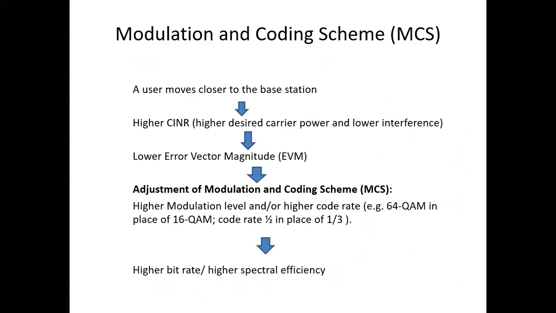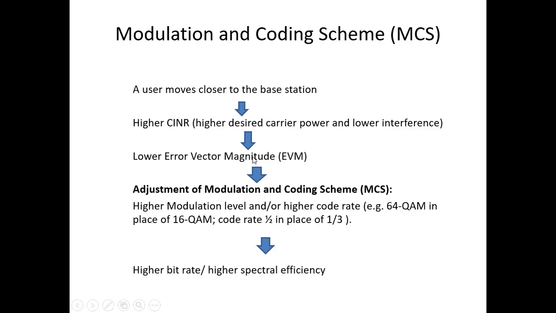Now let's assume that a user has moved closer to the base station. He was at a far distance, but he now moves. As he moves, his radio link gets better, so it is then a higher CINR. Why? Because the carrier power from the base station will be higher, and also the interference will be lower because he's not as far away from other co-channels. So the error vector magnitude will then be lower.